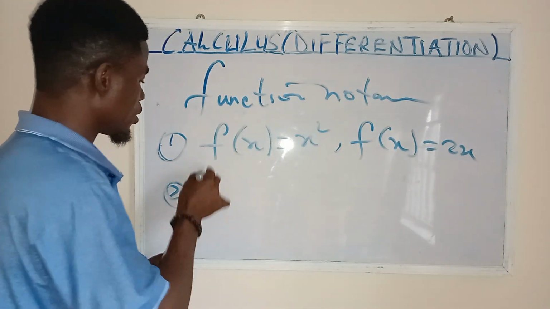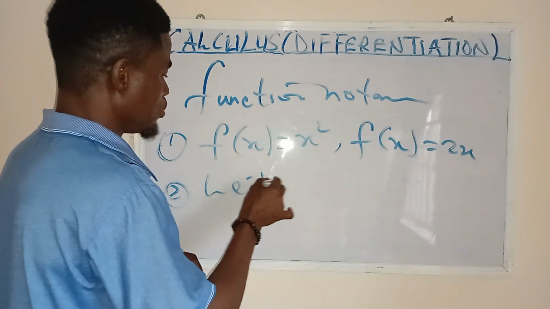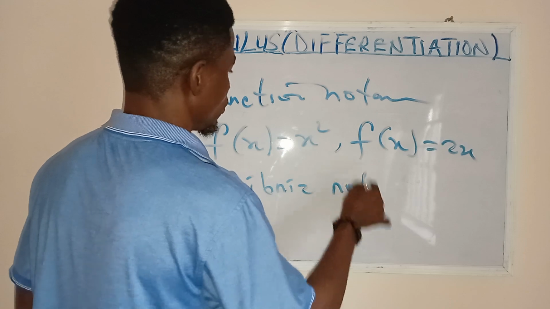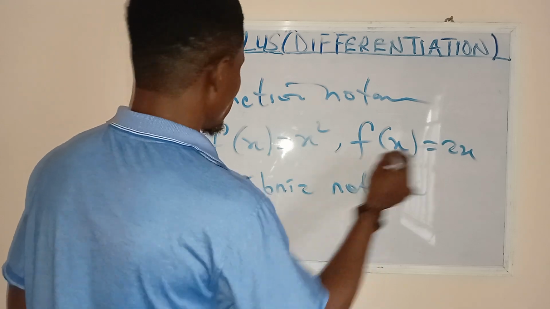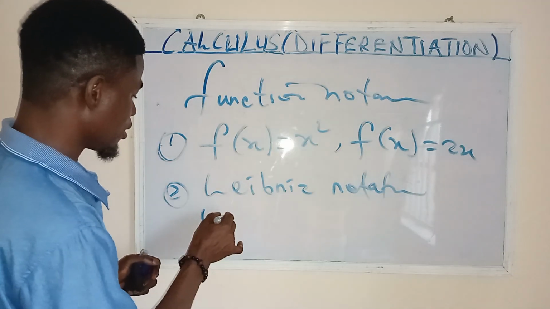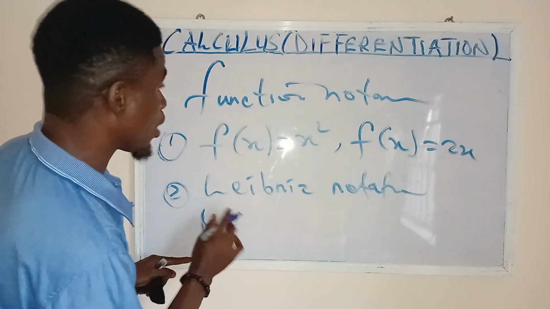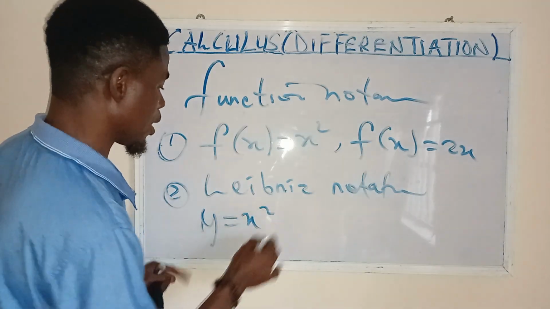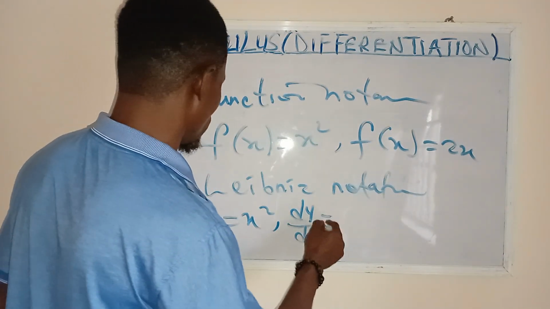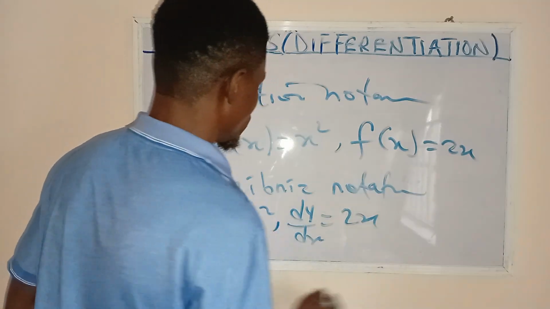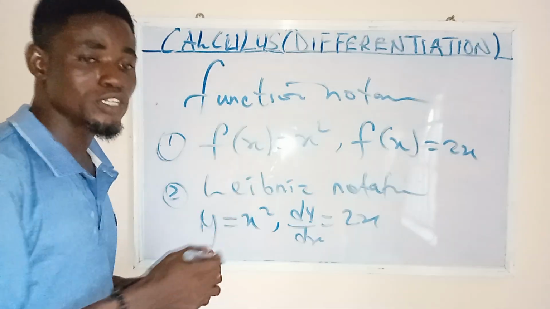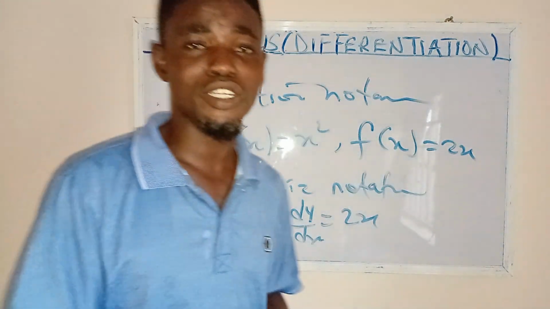The other one is Leibniz notation. Under Leibniz notation, let's say we have y equals x squared. Then dy/dx equals 2x. So this is Leibniz notation, while the other one is function notation.